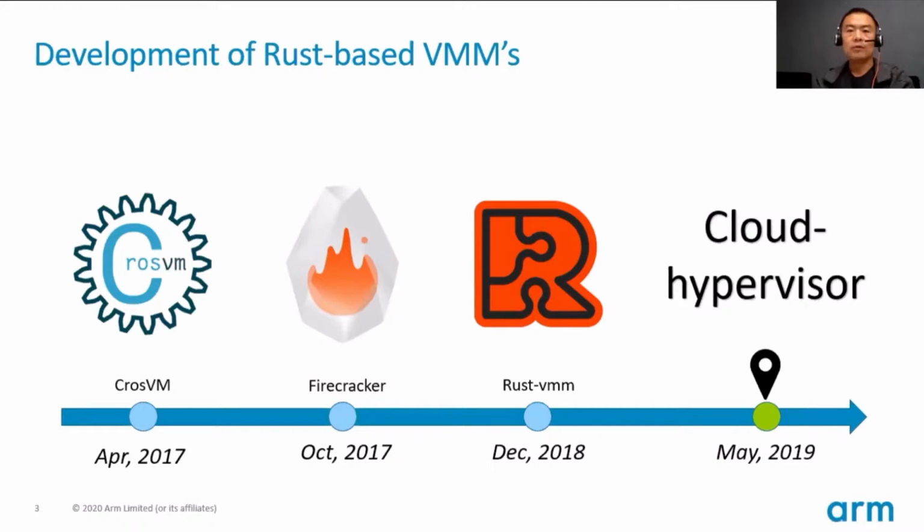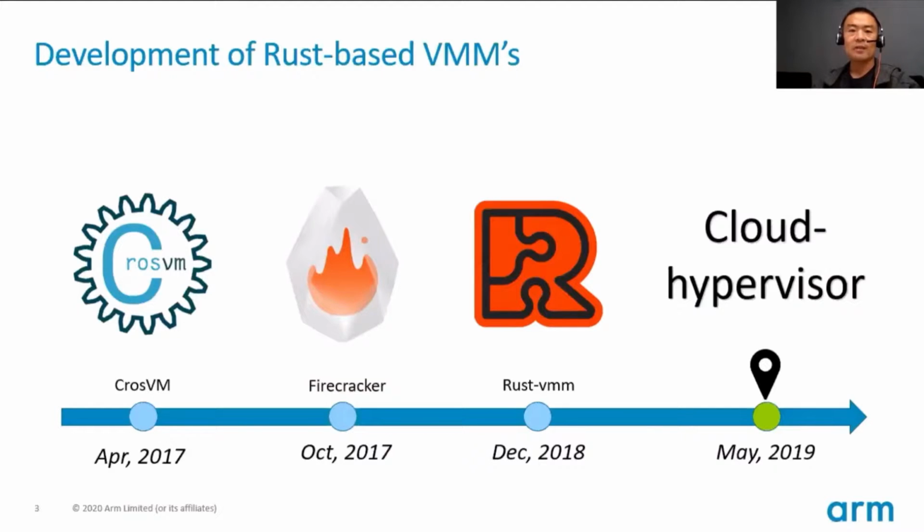The first well-known virtual machine monitor written in Rust is CrosVM. It was published in April 2017 by Google. CrosVM is based on KVM. It is designed to run on Chrome OS. Later, in October the same year, the Firecracker project started.